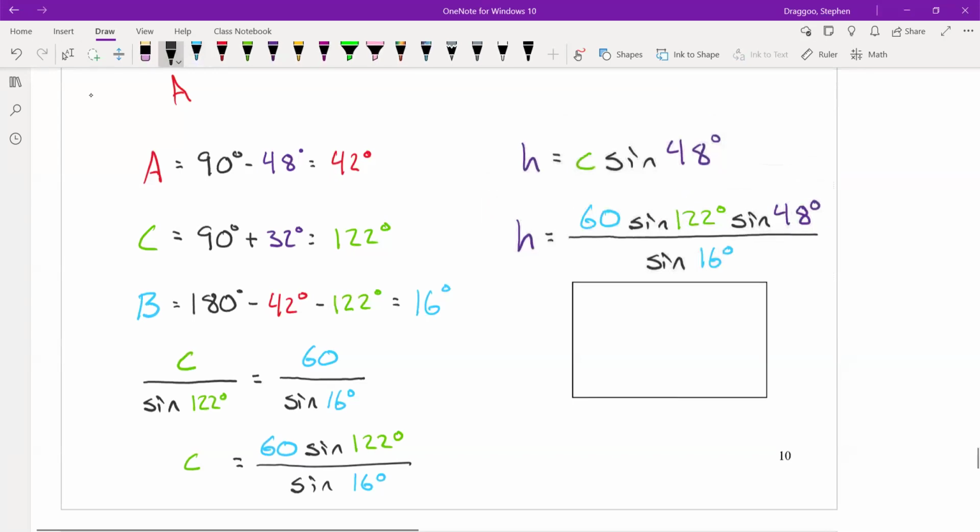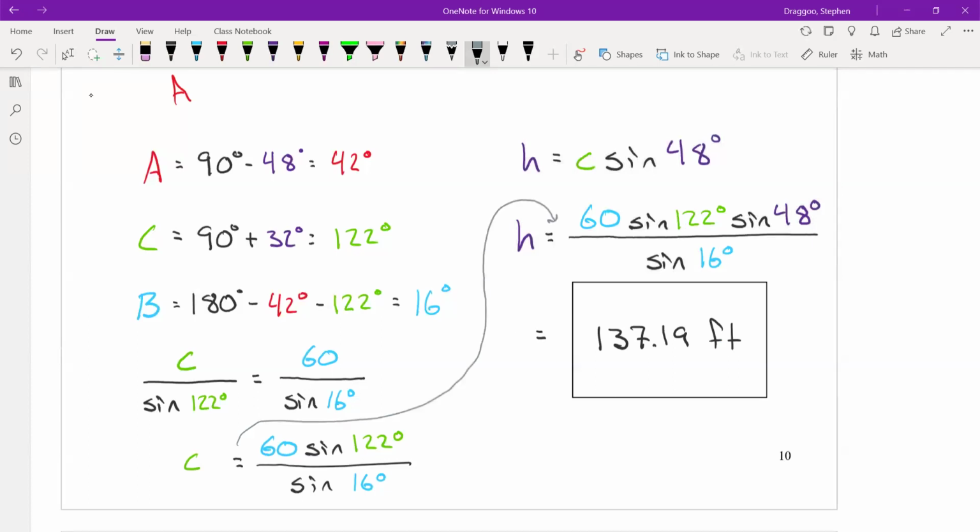Bring that right here. Because then in the final step, we'll just plug all that into a calculator to get 137.19. And that's in feet. Just to further illustrate what I was doing here, we were taking length C from here and plugging it into this guy. That was our substitution.